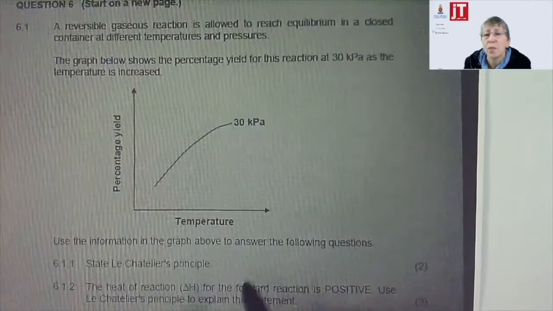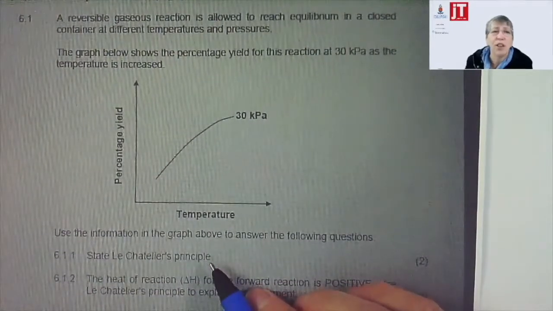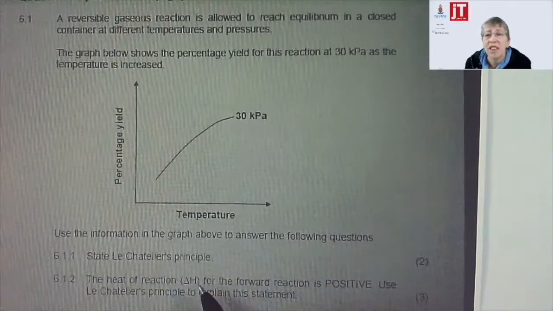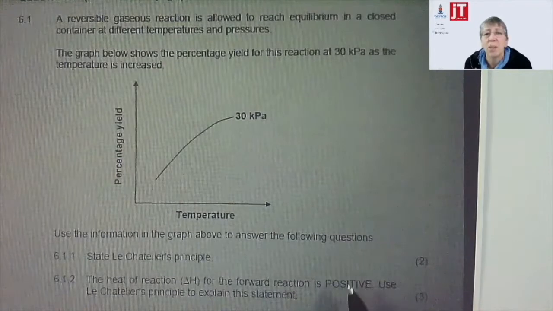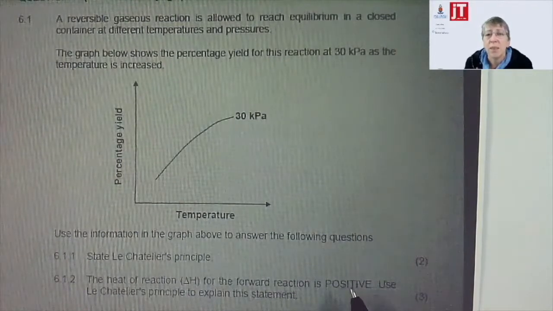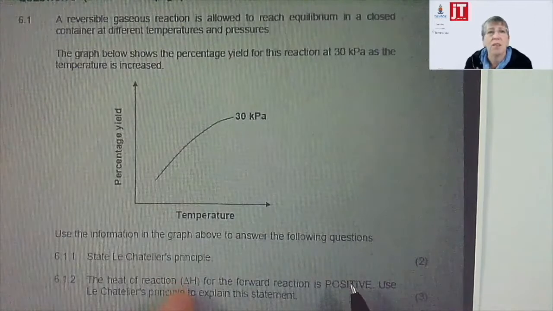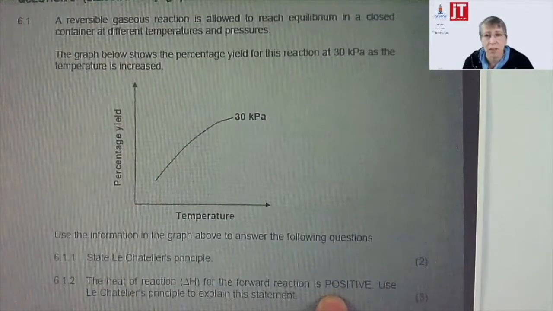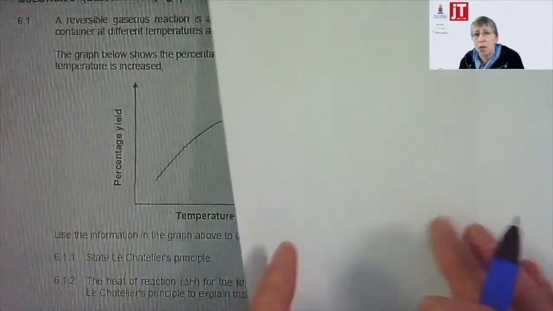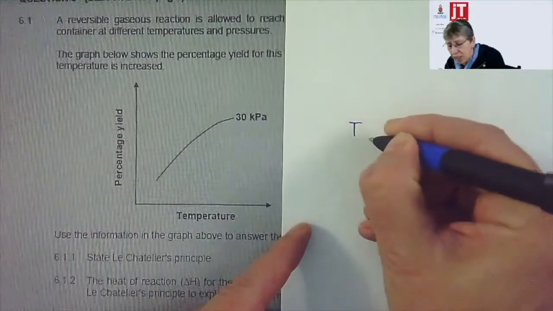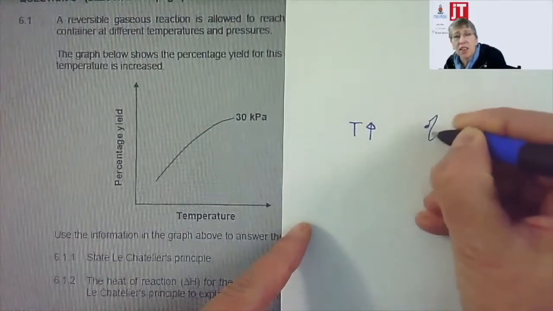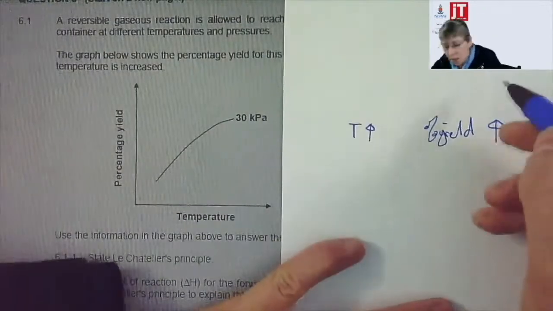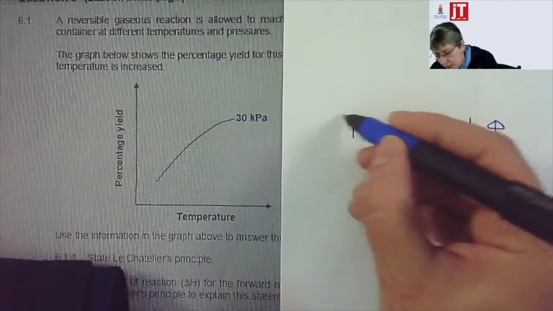Now, we're not going to look at stating the principle. You are going to learn that on your own, but we are going to look at the second one. The heat of the reaction, delta H, for the forward reaction is positive. Right. Now, sometimes they ask us if it's positive or negative. Here, they tell us it's positive, and then they ask us to explain why it is positive. Right. So what did we learn from the graph? We learned that when the temperature increases, the percentage yield also increased. Right. Now let's start. It's two things talking about the same thing.